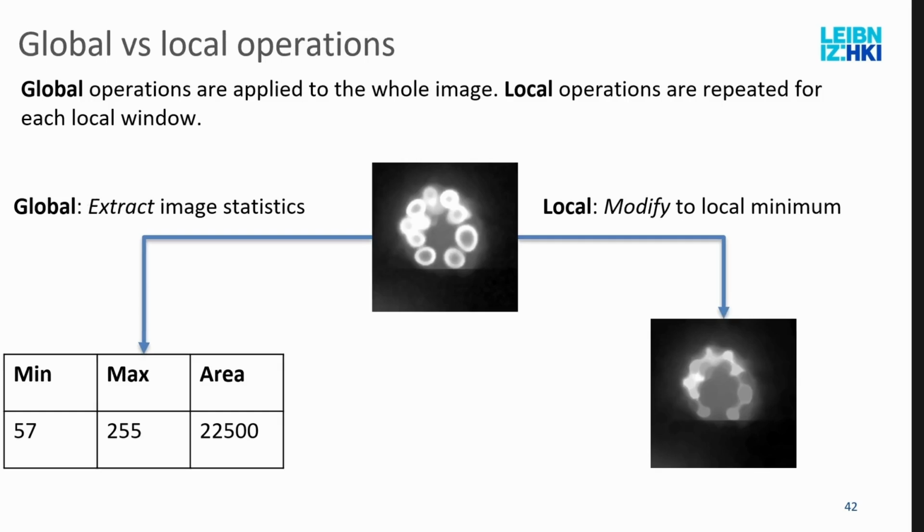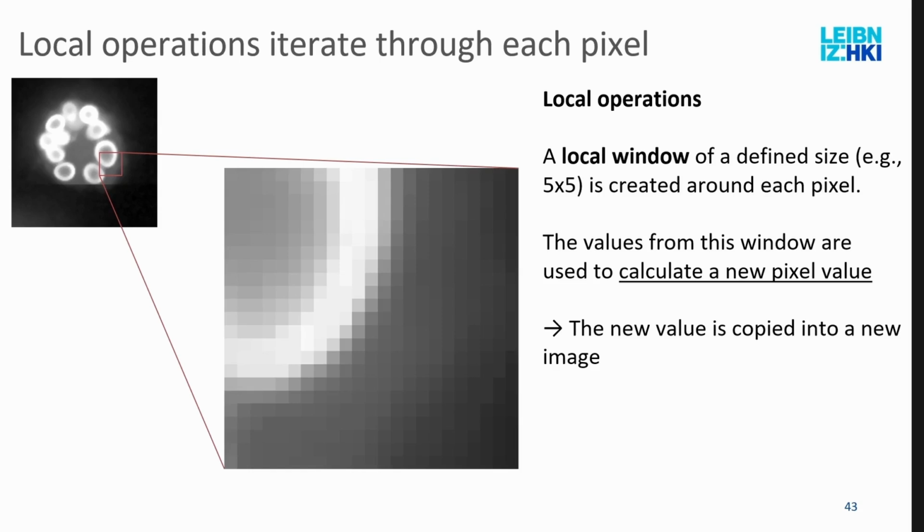So first of all, we have operations that are generally more global, so the whole image. For example, you tell an algorithm to extract image statistics for the whole image. It then calculates the minimum value or maximum value and the whole area, which is just width by height. And then you can have the actually more interesting stuff, the local operations that apply some operation always in the vicinity of a pixel. And it's very, very useful.